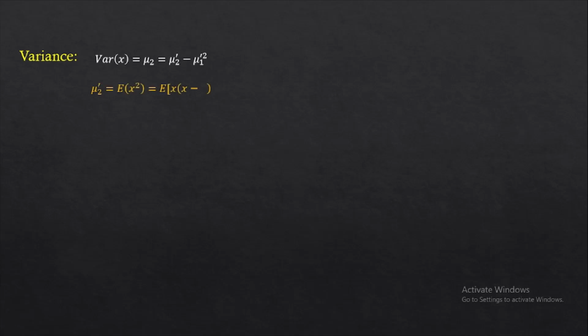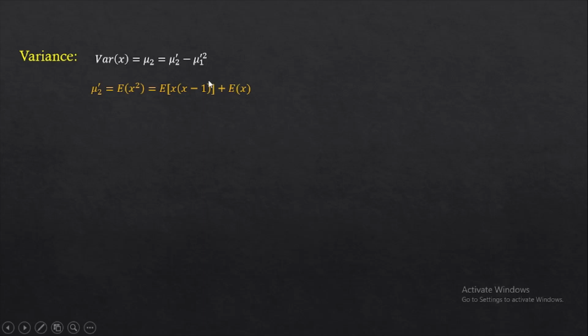Okay, so first we will find mu2 dash, and we know the mean. mu1 dash is already known, so we just find mu2 dash. Mu2 dash means expectation of x square. So we can do an arrangement here. How can we write expectation of x square? Expectation of x into x minus 1 plus expectation of x. If you multiply this x inside, what will you get? Expectation of x square minus expectation of x plus expectation of x.